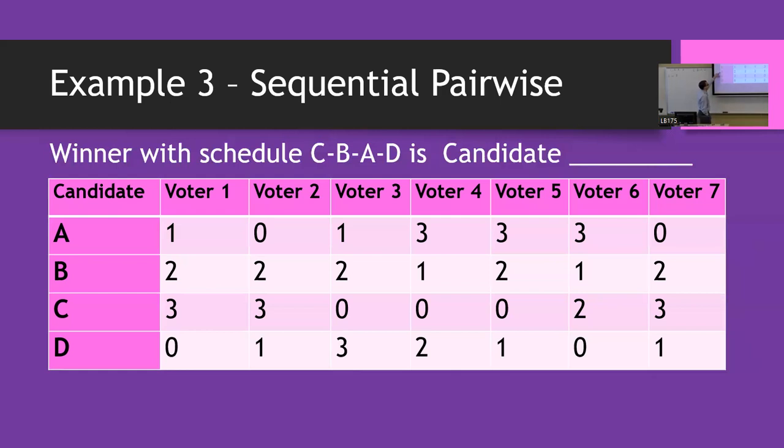If you look at this, voter 1 goes to C, voter 2 goes to C, voter 3 goes to B, voter 4 goes to B, voter 5 goes to B, voter 6 and 7 both go to C. So that means C gets 4 votes and B gets 3 votes. So in a 4-3 score, C wins. And so C is going to win and move on.